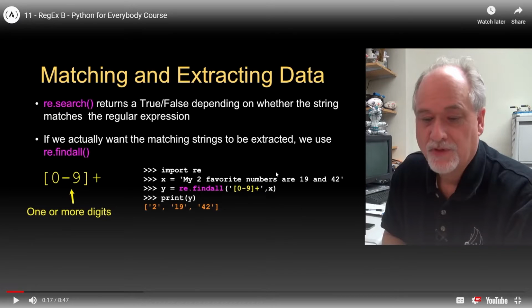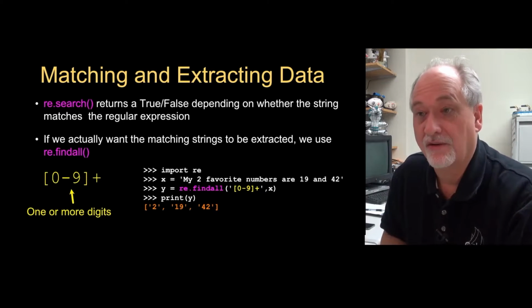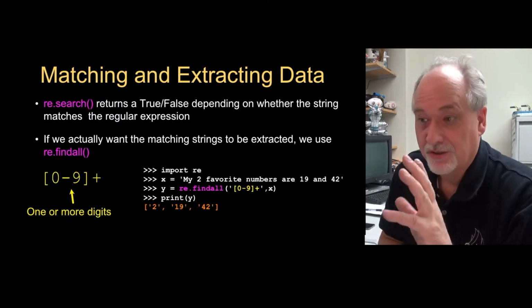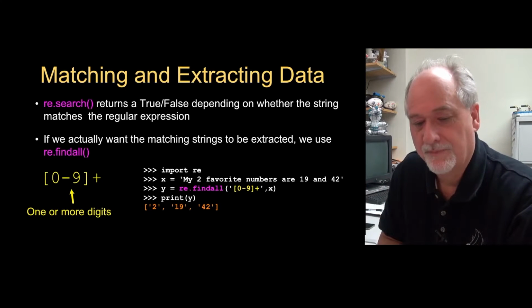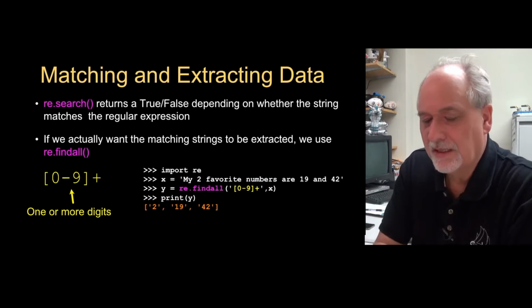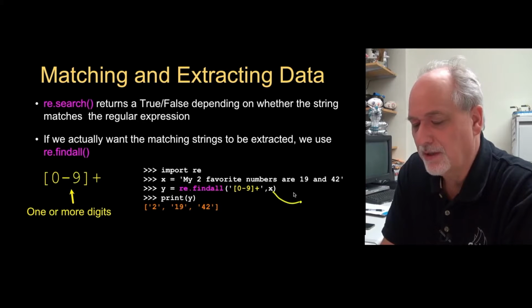And so search gives a true false. Findall gives a list of all the strings that match. So if there's 4 of them, you'll get 4 things in the list. If there's nothing that matches, you'll get an empty list. So let's take a look at what we got going here. So instead of calling re.search we call findall. We still pass in the string that we're looking through, and then we have our little template pattern.